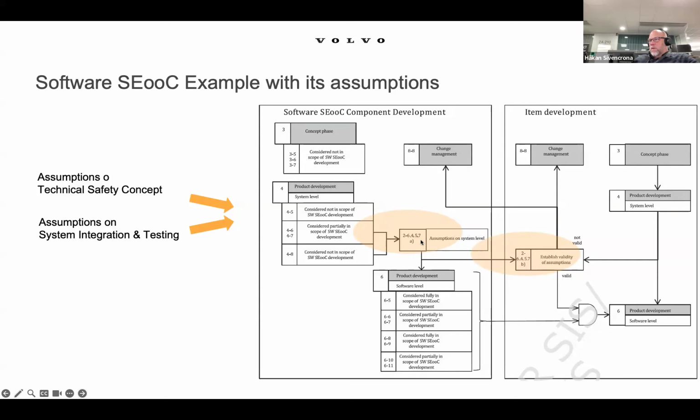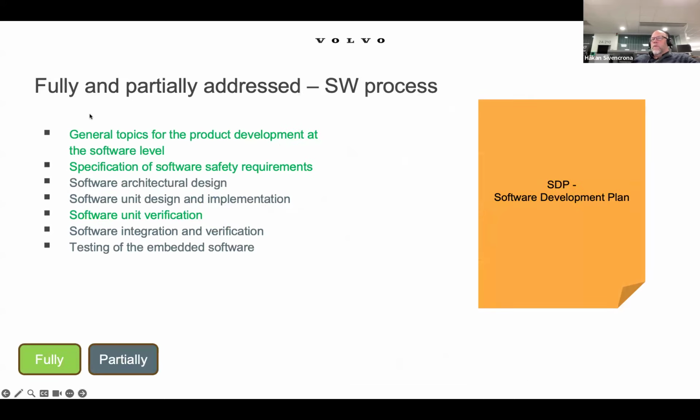But in doing this, with assumptions on the system level, we of course have this software development life cycle. Here you can actually see which parts of the standard you need to fulfill, and that means that you need to tailor it. So here you consider fully the scope of software safety element out of context and things like that. These are chapters, and it goes from everything from software safety requirements to actually the integration of it. You can look here. The first is the general topic for product development at the software level. Of course, you need to really use these fully.